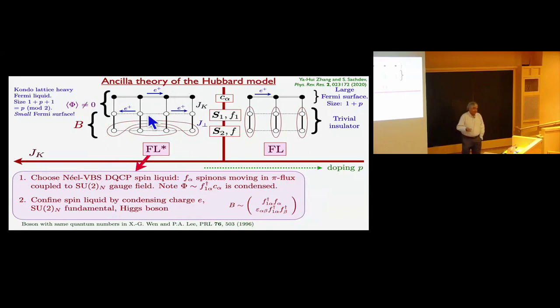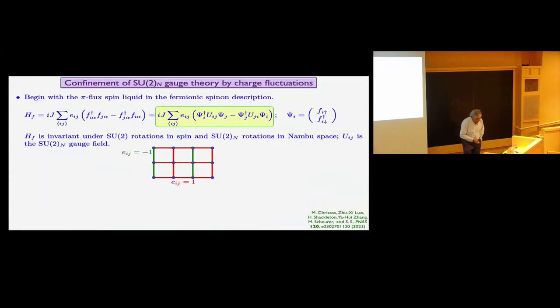All right, so now we want to write down a theory for these spinons and this Higgs field, and then use gauge invariance to couple them all together. And then you can also put in the hole pockets. And we did all of that in some paper. Yeah, this paper here. I'll just present some of the highlights. So first of all, let's just take the spinons. They form this pi flux phase, and this is the way you write it out in a manifestly SU(2) gauge invariant manner. So U_ij is the SU(2) gauge field. And this e_ij are plus or minus 1, chosen to have pi flux.